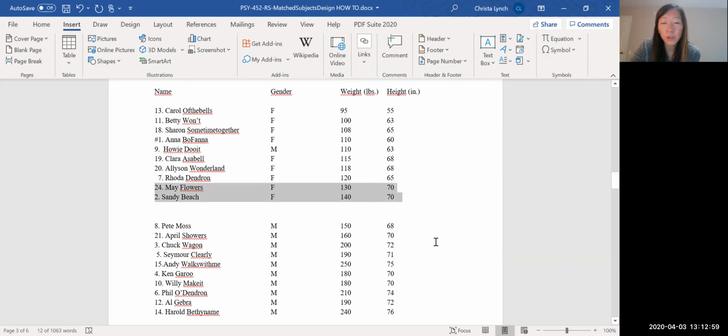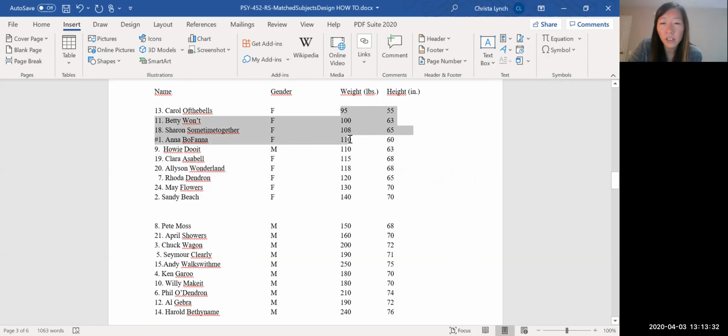And I did the same for group 2. Now, you can do this a little bit differently. I actually might suggest that you do. Actually, you know what? I take that back. I think the best way to do it actually is by the matched pairs.